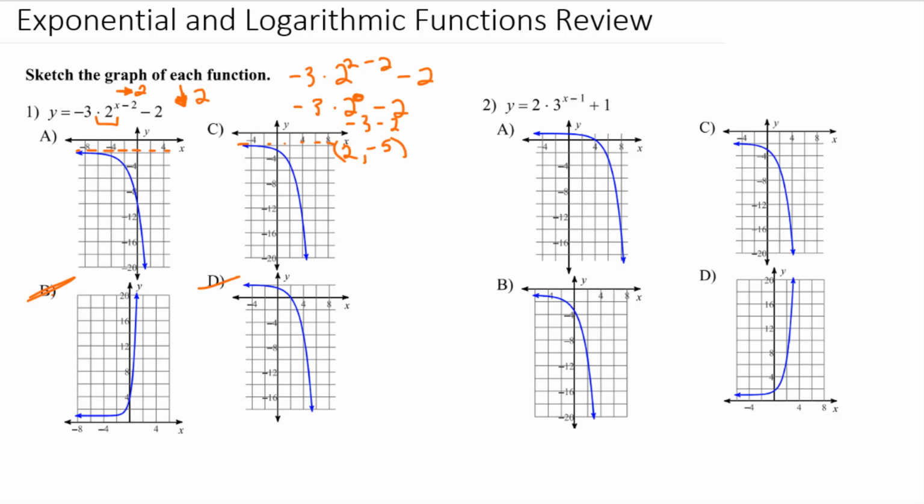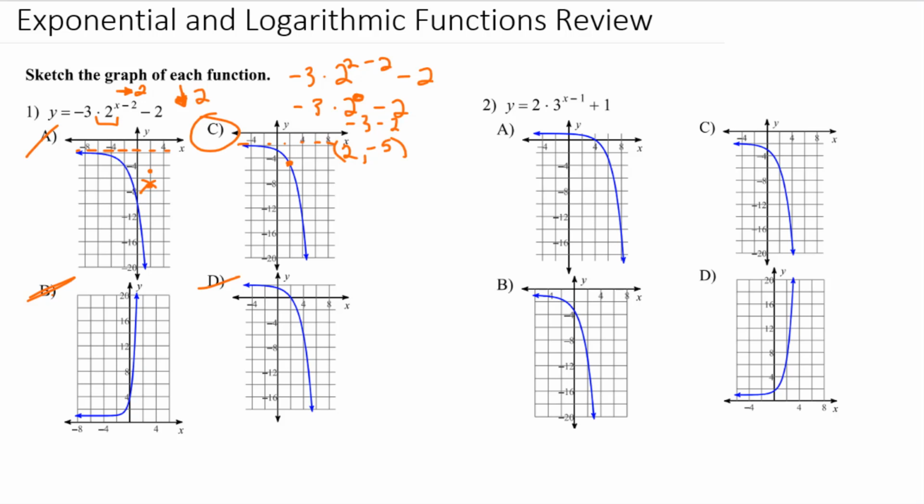2, -5. Wait, I mean, that's not where -5 is. -5 is up here, because my scale is by 2. So 2, -5. Yes, this one has it. So it is C, not A.